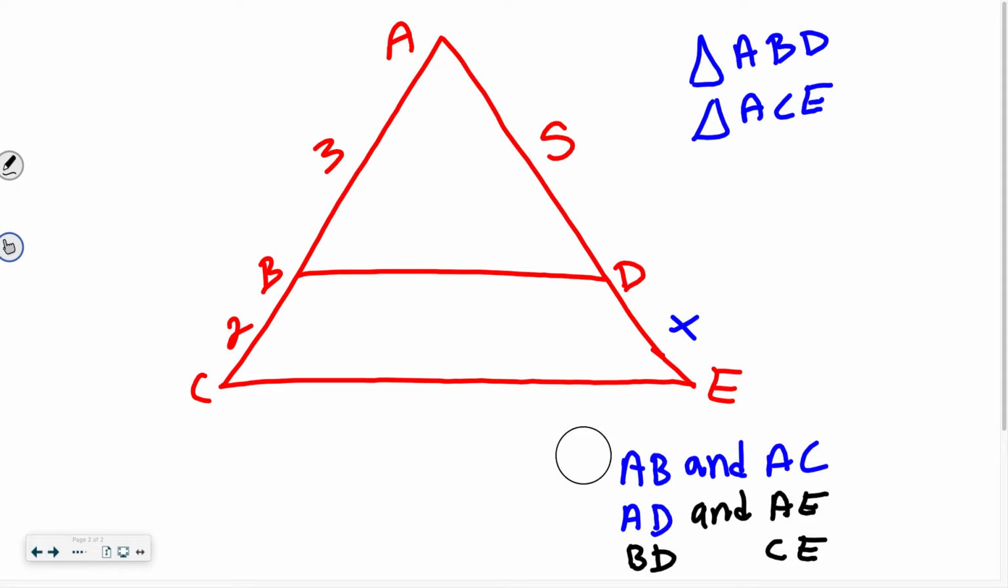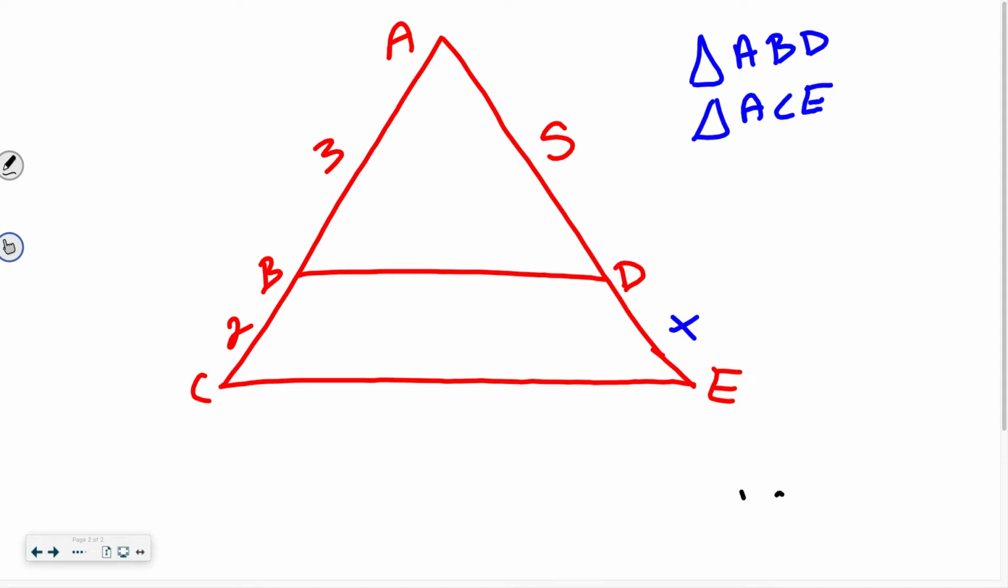Of course, my corresponding angles are going to be, here's one angle, here's the corresponding angle. Here's another angle, and here's the corresponding angle. And this angle is actually in both triangles, so that one is shared. And in a dilation, the angles do not change. The angles stay the same. The only thing that changes here is the measure of the side lengths.